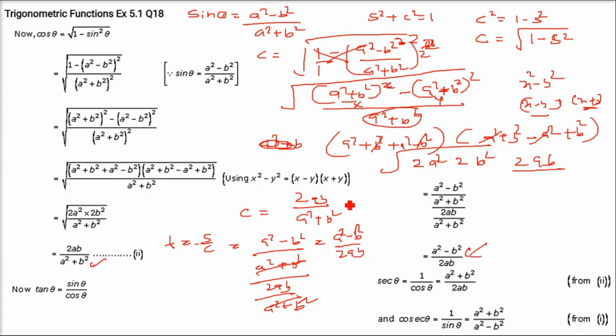Sec theta will be what? Inversion of cos. So a square plus b square by 2ab. This is sec theta. What is cosec theta? Inversion of sine, so take the reciprocal. This will be a square plus b square by a square minus b square. This will be your cosec theta. Okay.